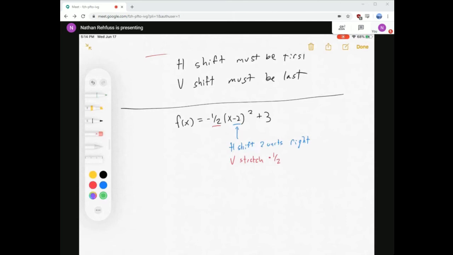How about this minus sign right here? It's just a minus sign. It's on the outside. So since it's a minus sign, it's a flip. And since it's on the outside, it must be vertical. We don't have to write anything for that. And now, like I said, this +3 has to be last because that's a vertical shift. And it's 3 up. Verticals are normal.